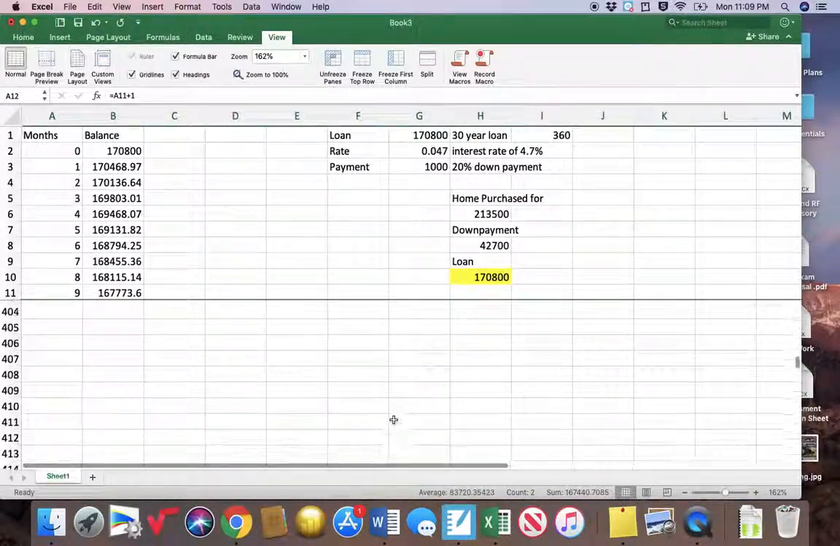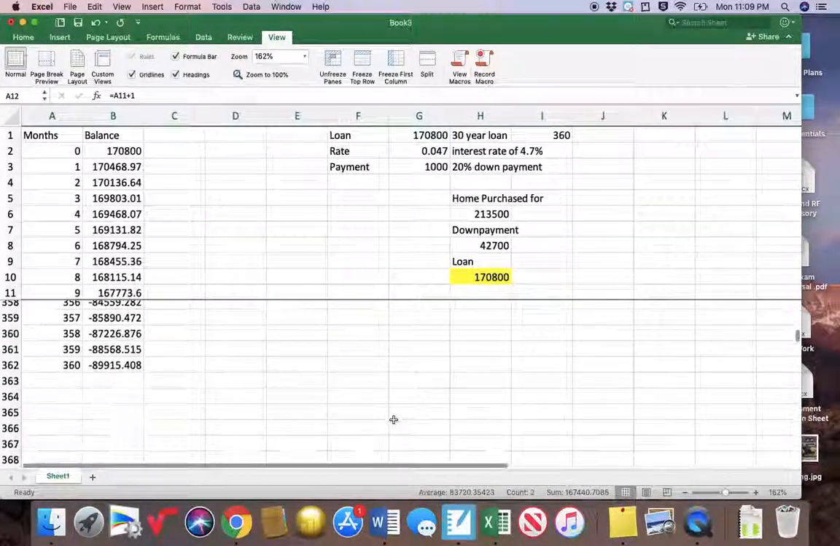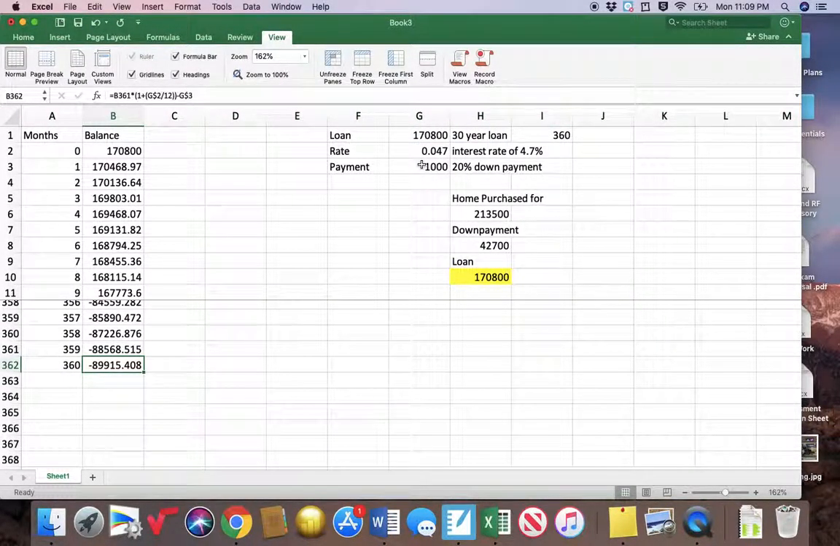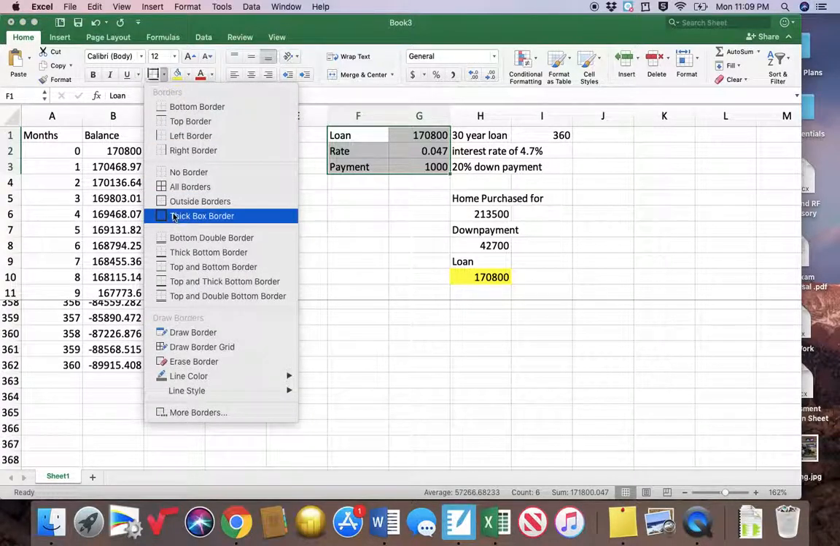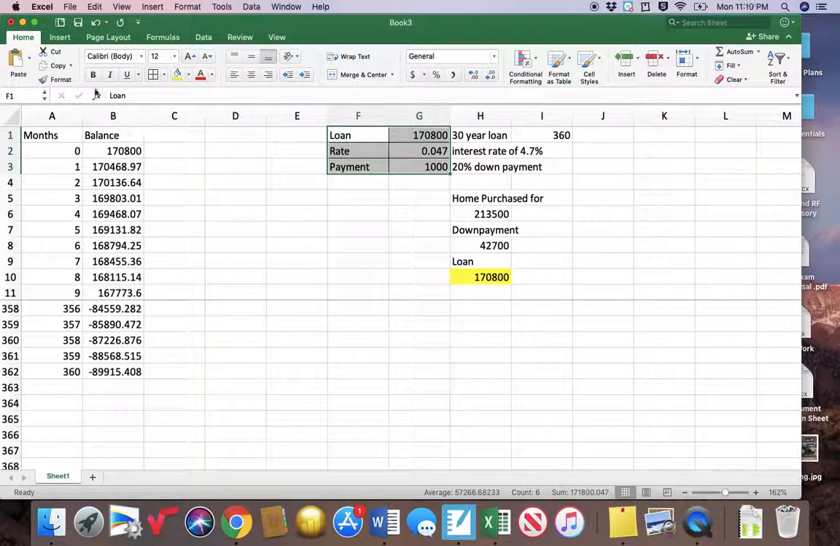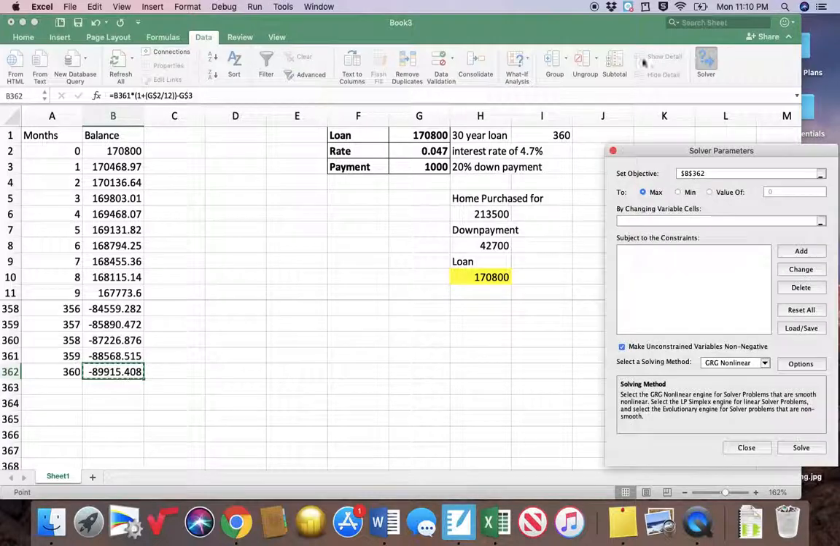So this way I can see this bottom number when I'm going to use Solver. All right. So now I'm going to use Solver to solve for this monthly payment. I'm going to make these more distinguished since it's my key. All right, so in Solver, this is my objective. I want this cell B362 to be a value of 0. So let's go to Data, Solver. And there it is, since I was already in there. It puts it in for me to be a value of 0.